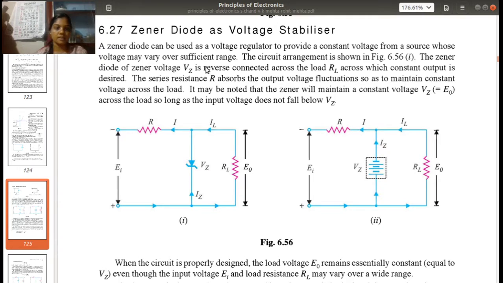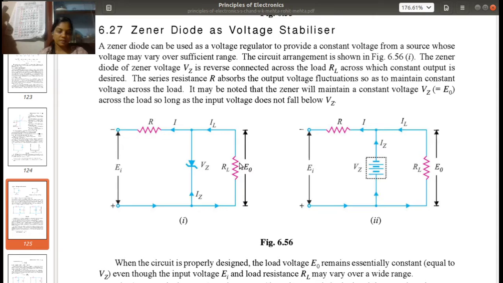So let's discuss the Zener as a voltage stabilizer here. For using the Zener diode as a voltage stabilizer, the Zener diode can be included in the circuit as shown in the figure. So here is the input voltage, and the Zener diode is reverse biased with this input voltage. Here the positive terminal is connected to the negative bar, and negative to positive, so it is reverse biased. This is the input resistance and this is the load resistance. This is the connection diagram.